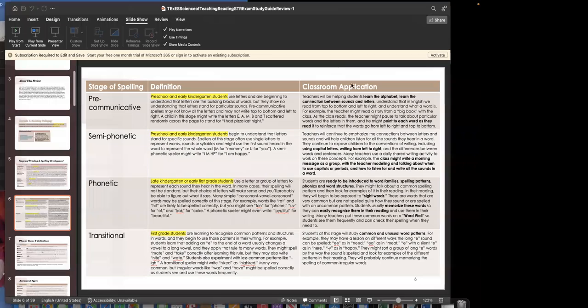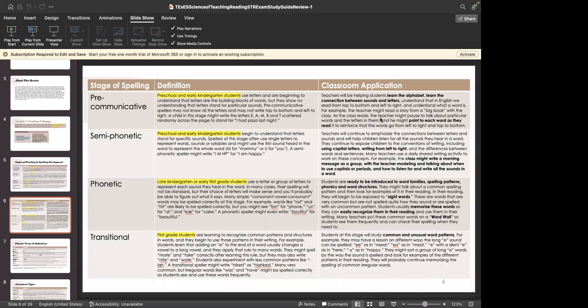So now that I showed you those, here's the classroom application, which is really important for the exam. It's not just enough for you to know what level is this, what stage of spelling are they at. It's important: how can you help them move from pre-communicative to semi-phonetic? There are things that you need to be doing in order for that to take place. So let's begin again with pre-communicative. And remember, this is preschool and early kindergarten students. So they're going to be 5 and 6 years old.